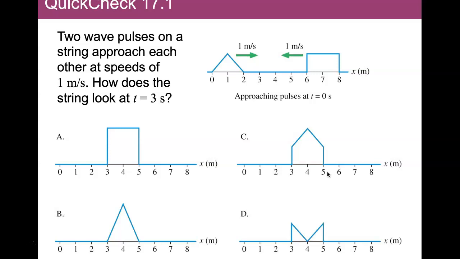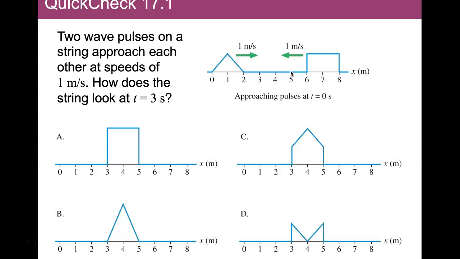All right, so here's a quick question. Pause the video, try to figure out the answer. All right. So we have two pulses on a string. They approach each other at speeds of 1 meter per second. So at t equals 3 seconds, okay? At t equals 0, that's the starting picture. So 3 seconds later, this triangle that's between 0 and 2 will have moved forward by 3 meters. So it will be between 3 and 5. It will be over here, right?